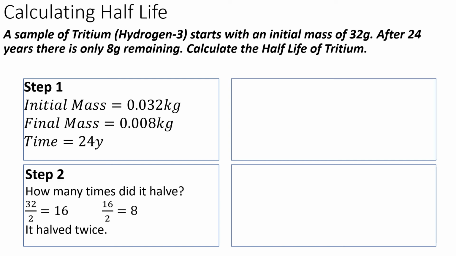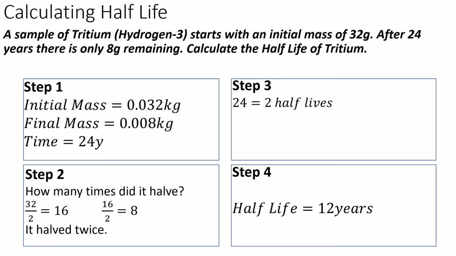So first of all, we divide it by 2, and that gives us 16. And then we divide it by 2 again, and that gives us 8. So we've had to halve it twice. So that means there has been 2 half-lives. So 24 years is 2 half-lives, and therefore a half-life must be 12 years long.